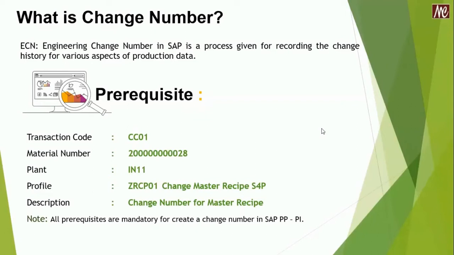Now, this particular change number has a description that we can also maintain. In the note, we maintain this prerequisite, which is mandatory for creating this change number in SAP. However, this change number is also applicable to discrete manufacturing and repetitive manufacturing. But we will execute this process in process industry in the S4 HANA live system.